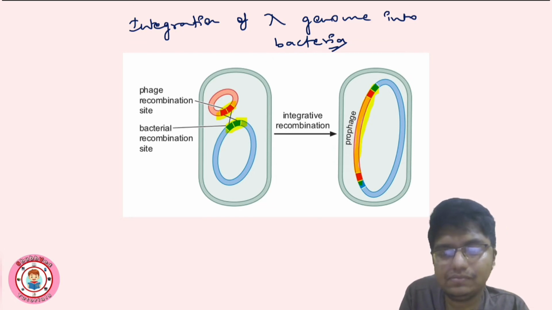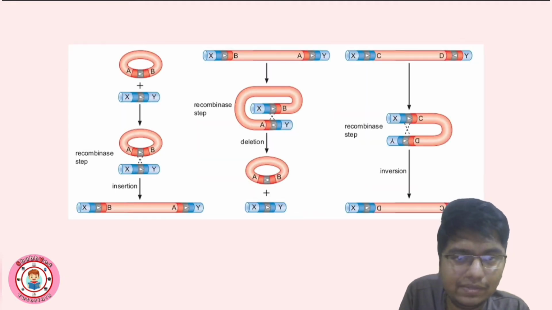Then again, recombination takes place in three types. Three things can happen. This is DNA one. AB has to get integrated, so it gets inserted. This is an insertion. We can see the crossing: besides A there will be B, Y like this, and X with B. So this is the insertion.